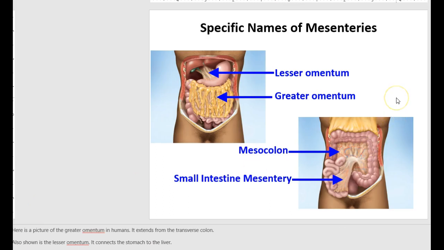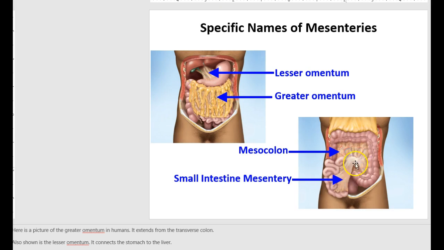Here are some specific mesenteries that you may have noticed already in your study of digestive organs in lab. So you'll remember the greater omentum that you found in the cat. Here's a picture of it in humans. And that's a ventral mesentery, not that you have to know that, but it is. It extends from the transverse colon. It looks like it has some attachments to the stomach as well, but mainly from the transverse colon, and then it's free on the inferior edge. The lesser omentum extends from the stomach to the liver, keeping those organs in place.